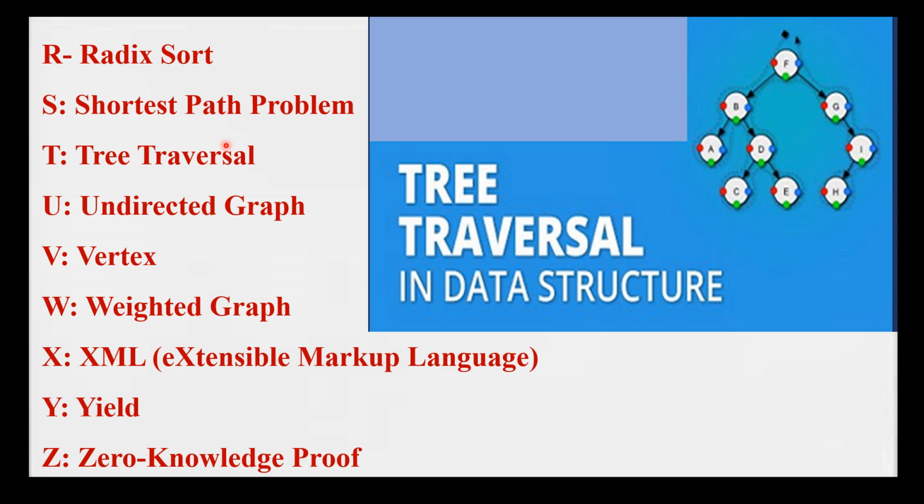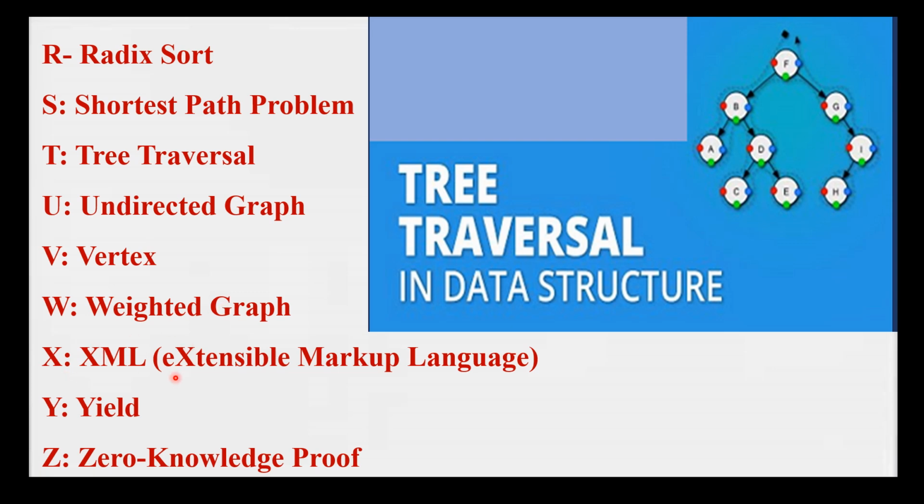Then depth first iterative deepening, which is a variant of depth first traversal that limits the depth of the search to prevent infinite loops. Then U is undirected graph. Now an undirected graph is a graph in which edges do not have a direction. For example, a social network where edges represent friendship between the people. V is a vertex, which is a node in a graph. For example, a city in a map represented as a vertex in a graph. Then W is weighted graph, which is a graph where each edge has a numerical weight or cost. For example, a map with distances between the cities as weights.